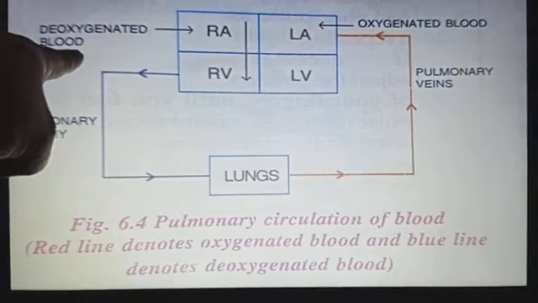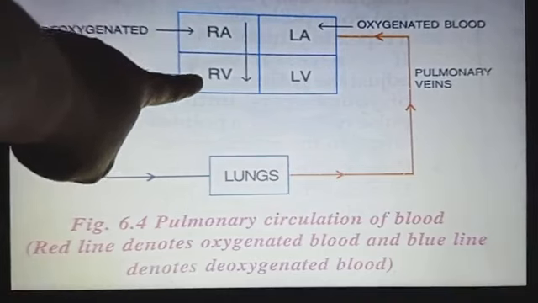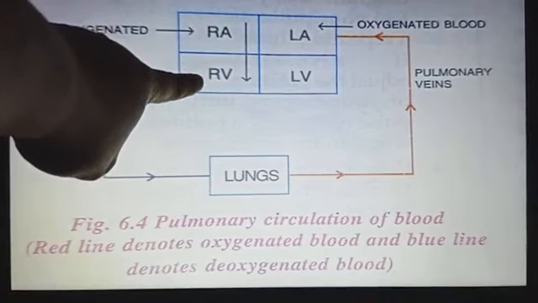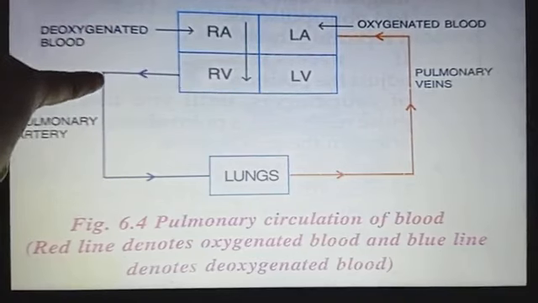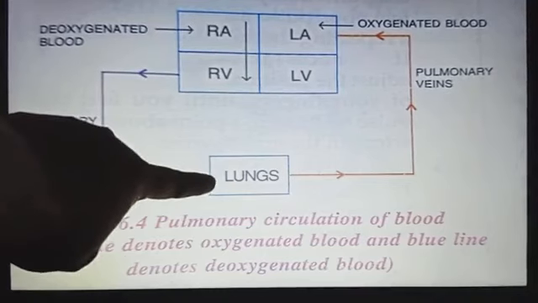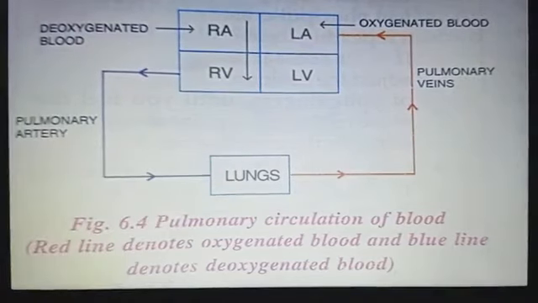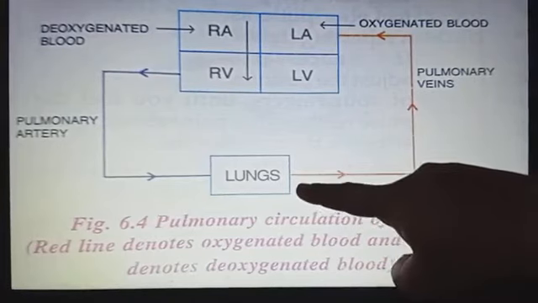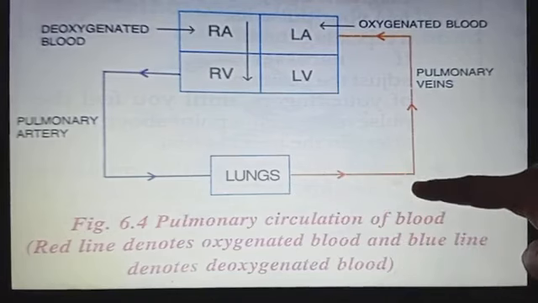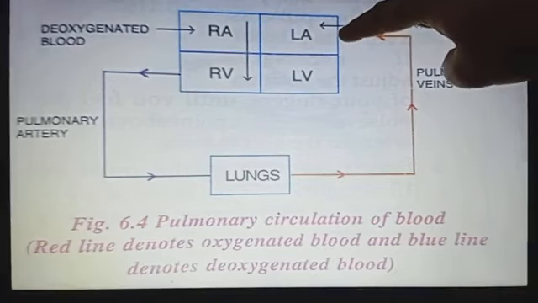The deoxygenated blood is brought to the right auricle. From the right auricle, the blood is sent to the right ventricle. From the right ventricle, the blood reaches the lungs through the pulmonary artery. In the lungs, the gaseous exchange takes place and the deoxygenated blood gets oxygenated. Then the oxygenated blood is carried through the pulmonary vein to the left auricle.